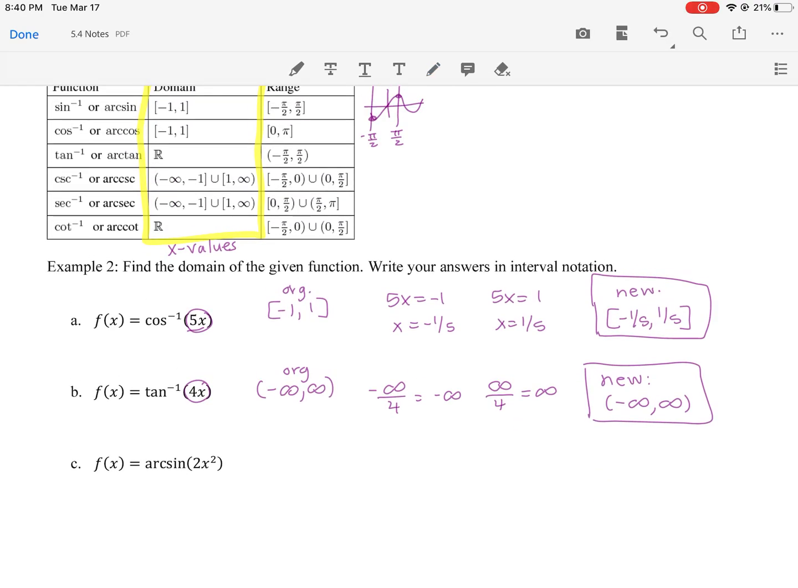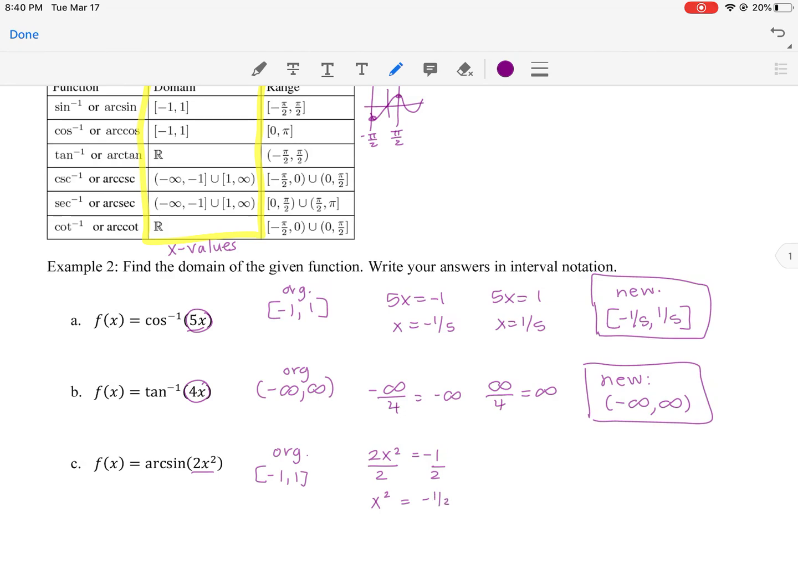Even as we continue on and we look at arc sine, so the inverse sine, we get 2x squared. Your original one is from negative 1 to 1. I would honestly think about setting 2x squared equal to negative 1, because I think it will help you with operations. Do we undo the squared, or would you undo the multiplying by 2 first? We actually undo the timesing by 2, so we get x squared equals negative a half.